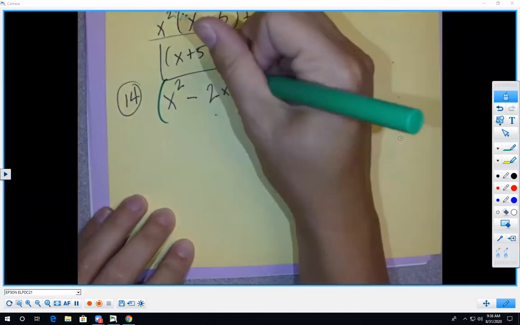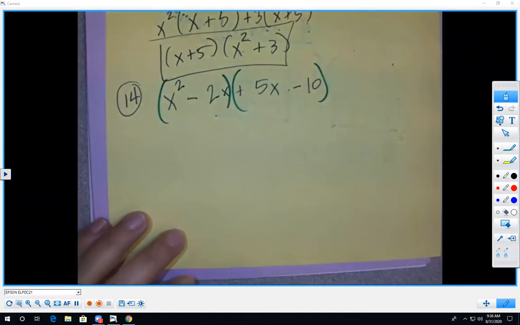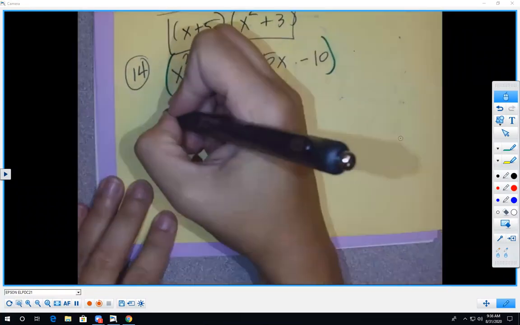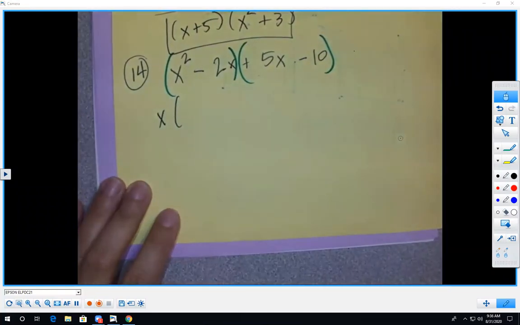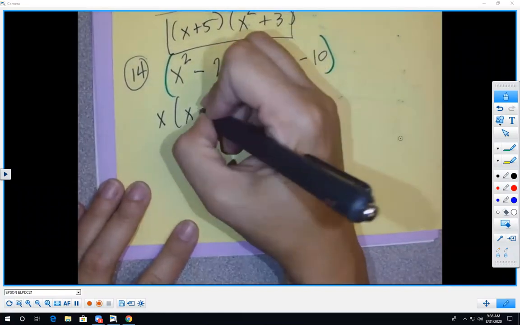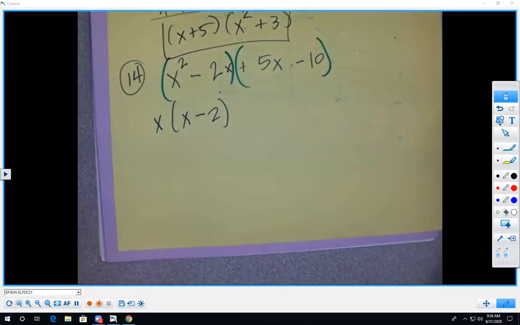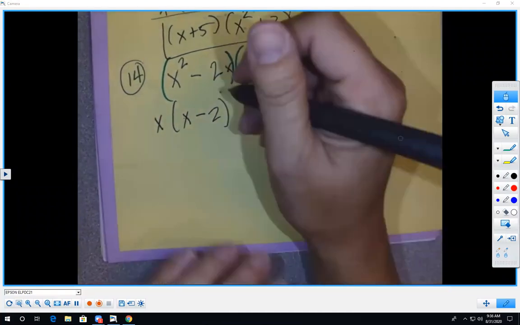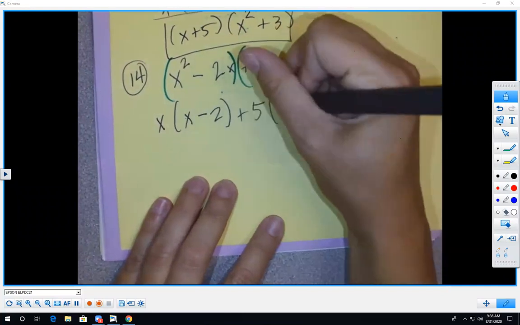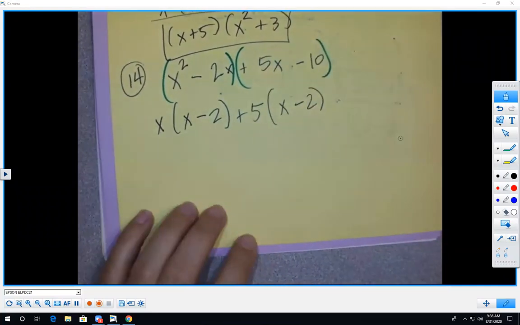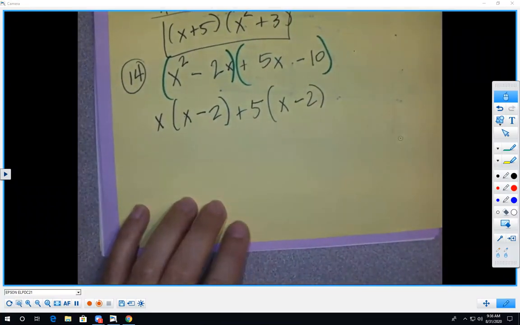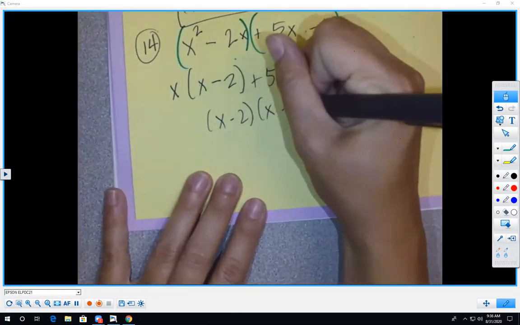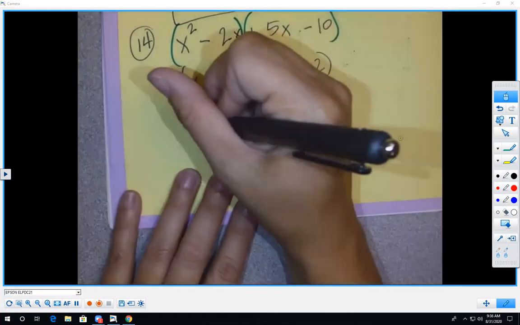Okay, so on the first set of parentheses, x squared minus 2x, what's the greatest common factor there? Just x. When I take out an x, left over is x minus 2. The second two, 5x minus 10. I can take out a positive 5, and left over is x minus 2. And then now it has x minus 2 in common, and left over is x plus 5. And that's your answer.